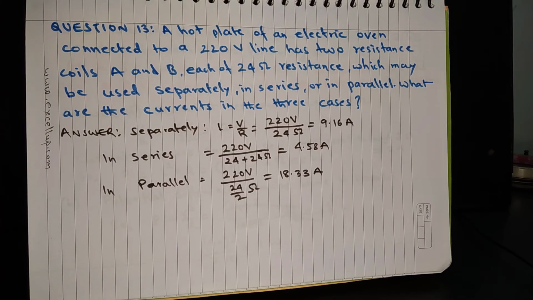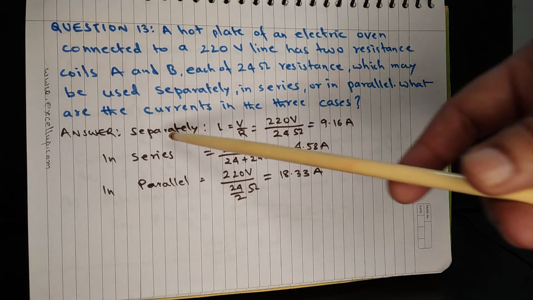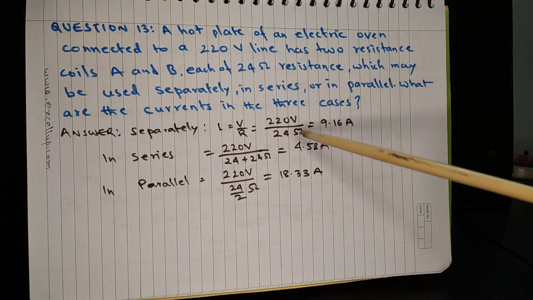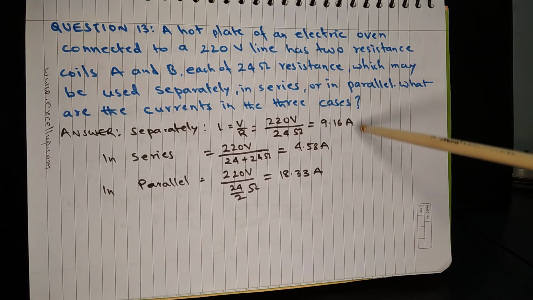Question 13. A hot plate of an electric oven connected to a 220 volt line has two resistance coils A and B, each of 24 ohm resistance, which may be used separately, in series or in parallel. What are the currents in the three cases? Let us take the first case, that is separately. I is equal to V upon R, so it will be 220 volt upon 24 ohm is equal to 9.16 ampere.